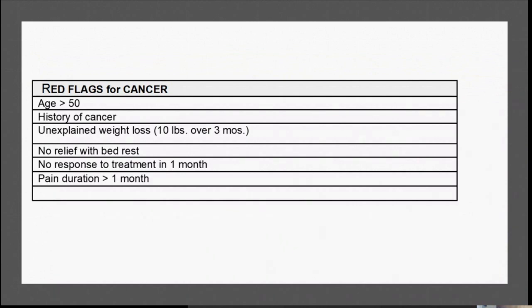What are the red flags when we get worried, especially for cancer in the spine? Age above 40, history of cancer, unexplained weight loss, no relief with bed rest, because the most common cause was the metastatic spine disease, which will cause instability of the spine. And when you lie back, you are not loading your spine, and so the pain disappears. But when they sit up or they stand, they will get the pain. And if the pain is persistent for 1 month.